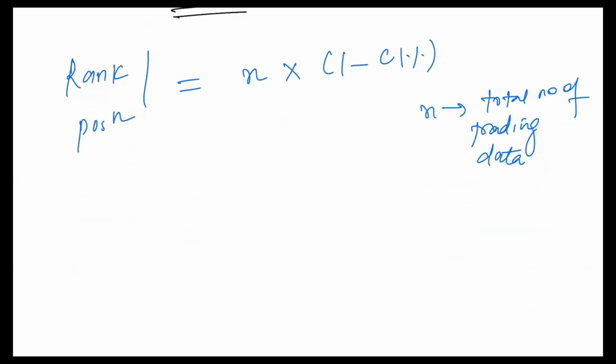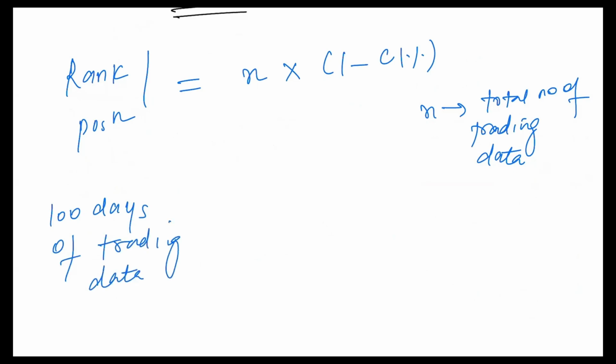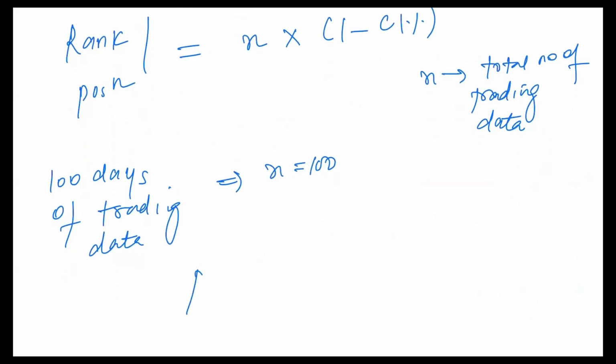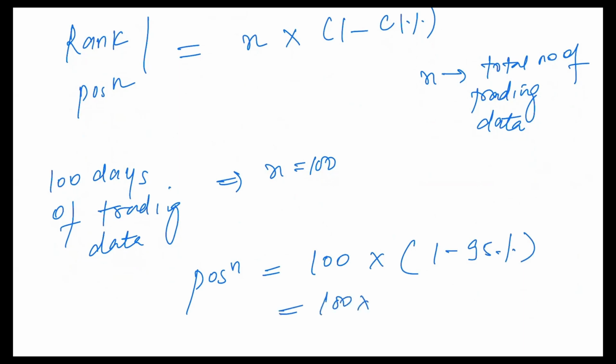Let's say you downloaded 100 days of trading data. So in this case, your n will become 100, right? So now if you see, your position is nothing but 100 multiplied by 1 minus 95%, which is nothing but 100 multiplied by 5%. So we can write 5% as 5 by 100. So this gives us 5. So your position is 5, right?